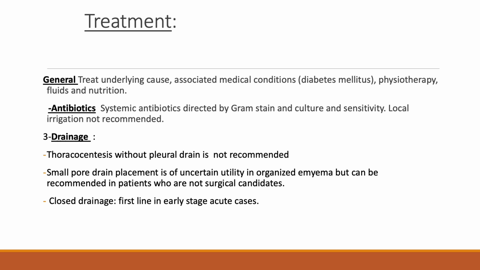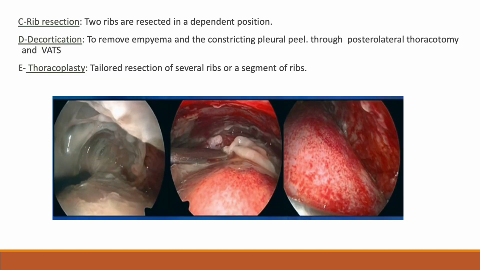For drainage, we will start with thoracentesis. Thoracentesis without a pleural drain is not recommended because the pleural fluid is very thick and it will not result in complete evacuation of the fluid. So either closed drainage onto a water seal, or in some patients small-bore drain placement. It's also worth mentioning that in some centers there might be intrapleural fibrinolytics, which can be introduced through the drain.